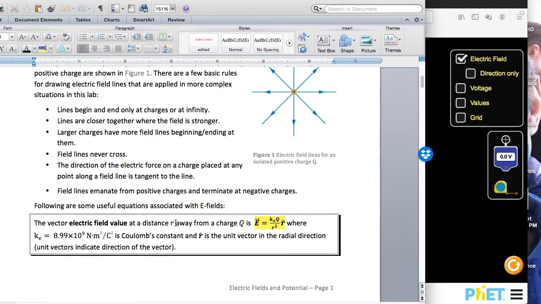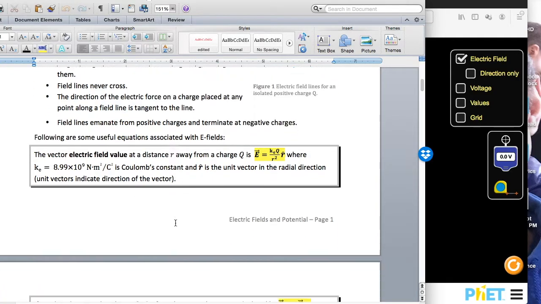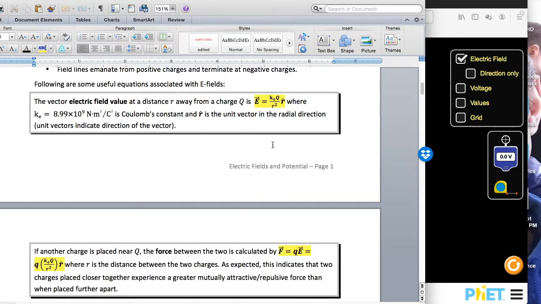Right here in this box is definitions. We've covered this in class. I'm not going to cover it right now. You can read those on your own. And it gives the equations. Again, we covered those equations in class.